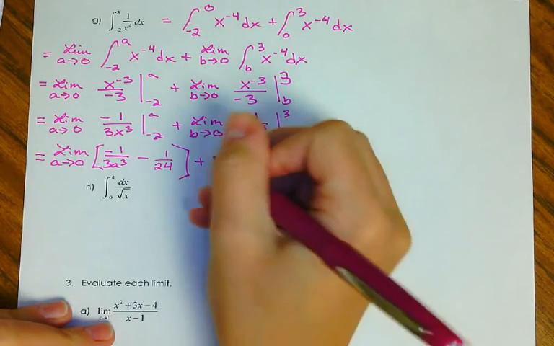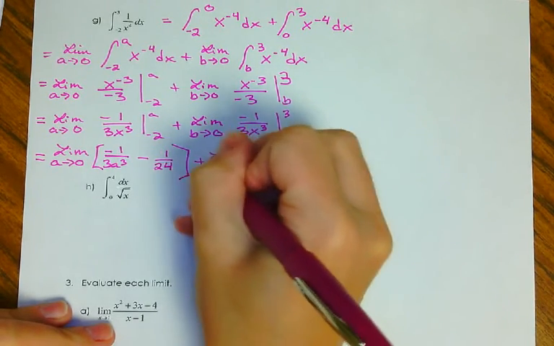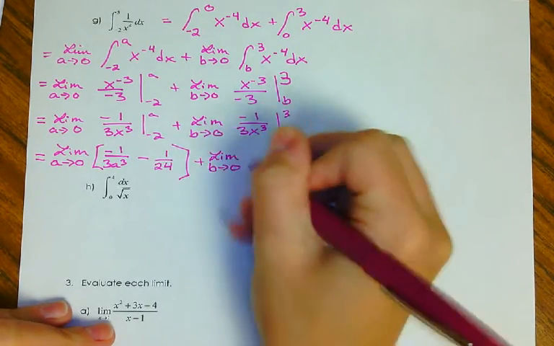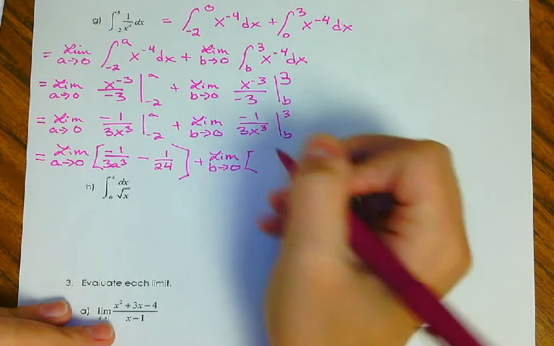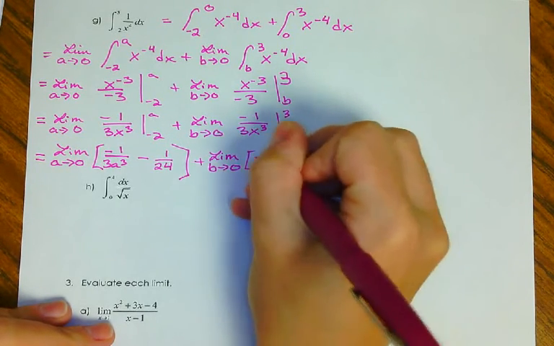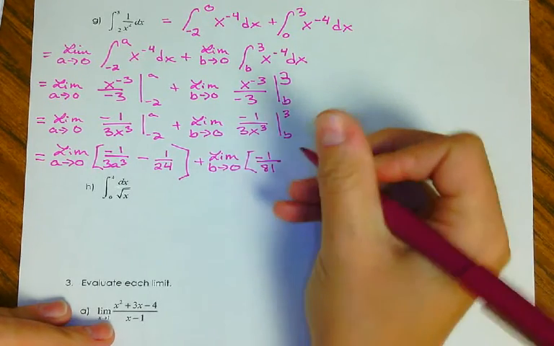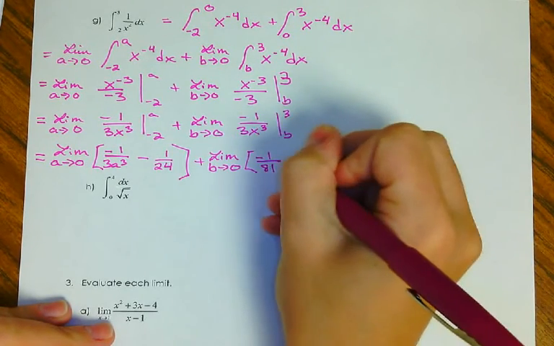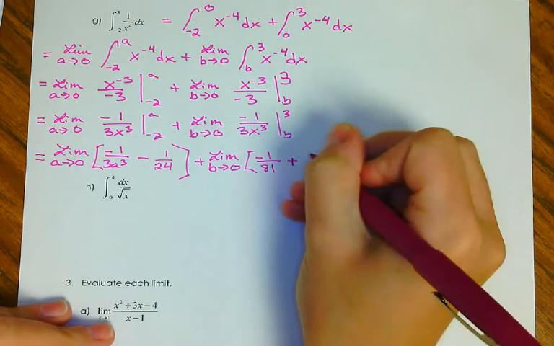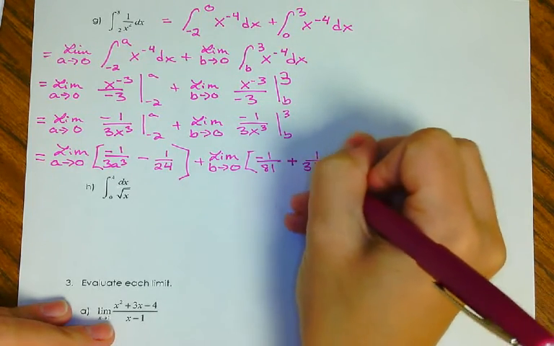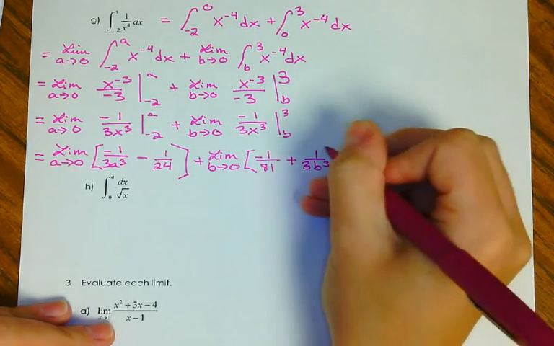Okay, then plus, now you have to do the same thing on this side. I didn't evaluate the limit yet, so just go ahead and bring that down. So you plug in 3. 3 cubed is 27. 27 times 3 is 81, so you get negative 1 over 81. And then when you plug in a b, it's minus what you get when you plug in b, but that's minus a negative, so that'll be a plus 1 over 3b cubed.